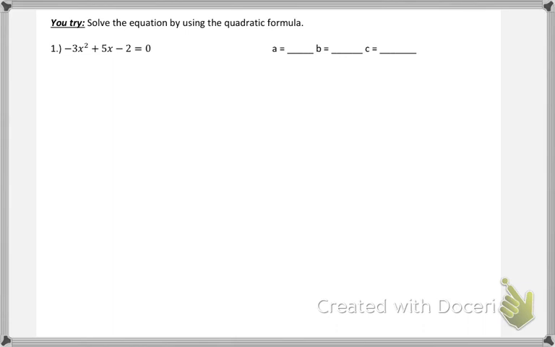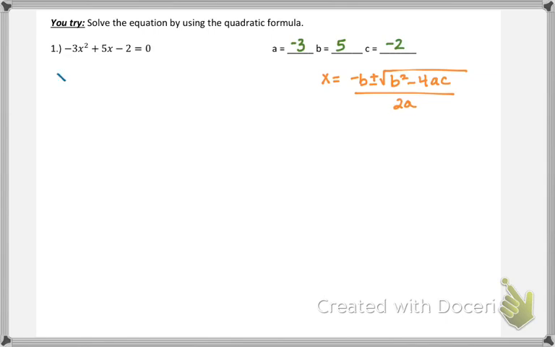So number 1, it's already set equal to 0, it's already in standard form, so that's good. We can just identify a, b, and c. So a is -3, b is 5, and c is -2. Quadratic formula, x can be calculated by doing -b plus or minus the square root of b squared minus 4ac all over 2a.